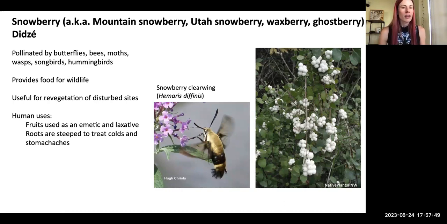plants. So these plants are important because they provide food for wildlife, they're useful, and also revegetation of disturbed sites. And they have a variety of human uses. So a lot of it's used medicinally.